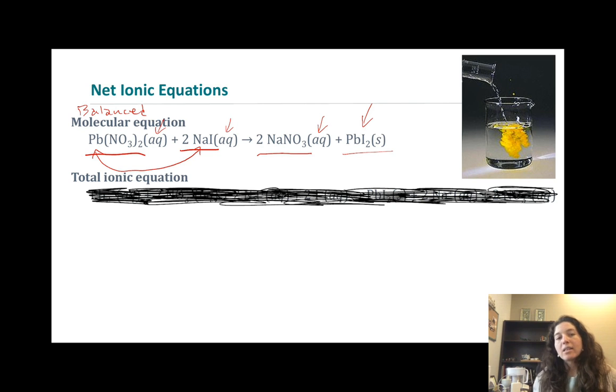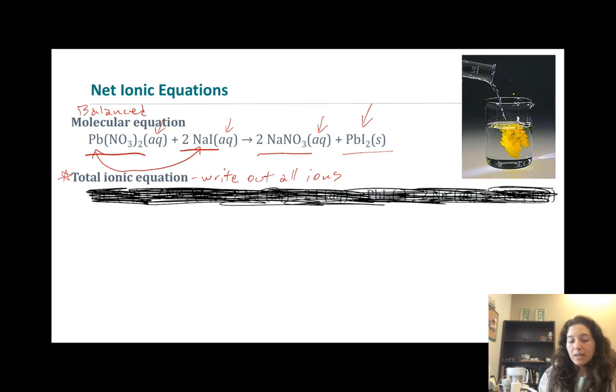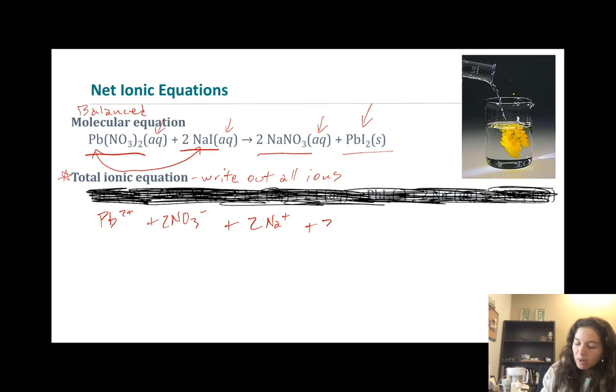Now, if something is aqueous, that means that it breaks apart into its ions in solution. So by using this, we can determine the total ionic equation. So the total ionic equation is where you write out all the ions, essentially. So we're going to do that here. We're going to split everything into ions. Pb2 plus, NO3 minus, there's two of those, plus 2 Na plus, 2 I minus, because this 2 applies to both the sodium and the iodide.